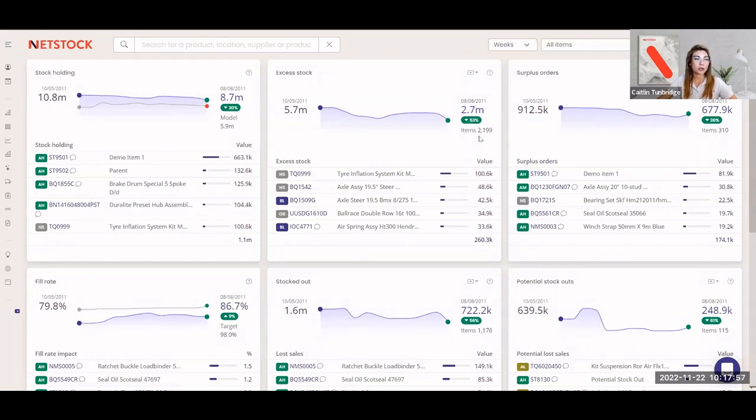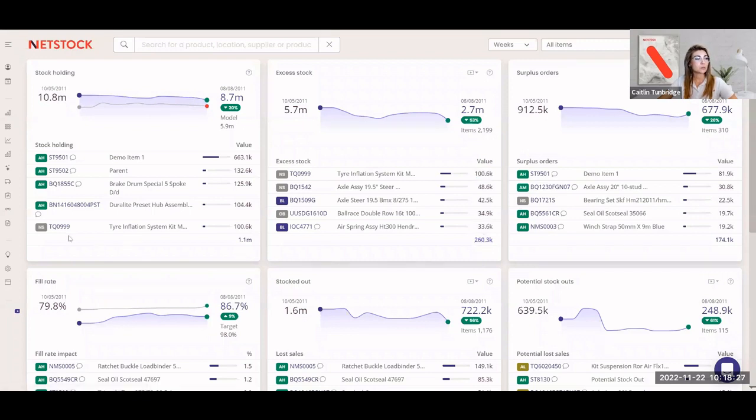We don't have time to go through 2,000 items, so Netstock automatically prioritizes our list based upon impact. So the one at the top of the list is going to make the biggest impact on your business first. You can see here, if I was able to clear the excess stock on this product, we'd be releasing about $100,000 worth of working capital. And you can work your way down through the list, and you can always click on here for the full report of all your excess stock items. You can also filter those lists down.